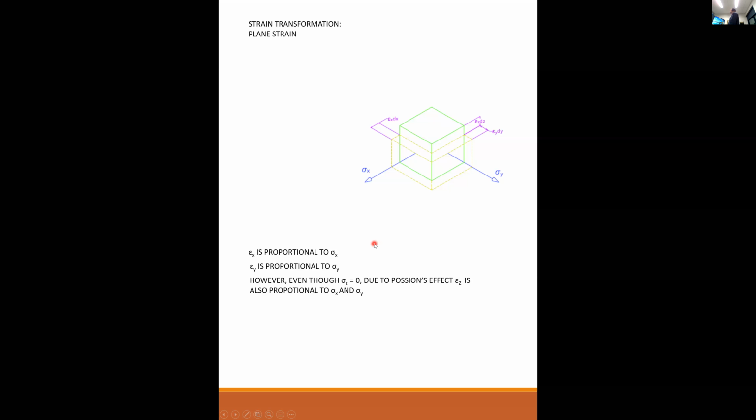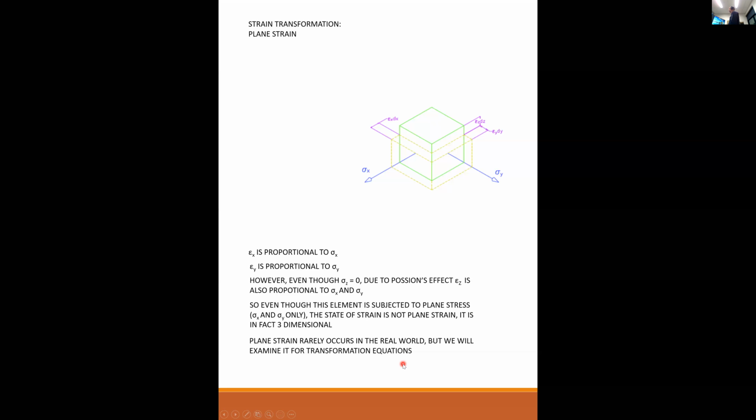That's what makes strain transformation more complicated than stress transformation. You do not have a cross-axis effect like that in stresses, but we do in strain. So even though this element is subjected to plane stress, we're only stressing it in the X and Y direction, the state of strain is not plane strain, it is in fact three-dimensional. In the real world, plane strain rarely occurs, but we will examine it for the transformation equations.